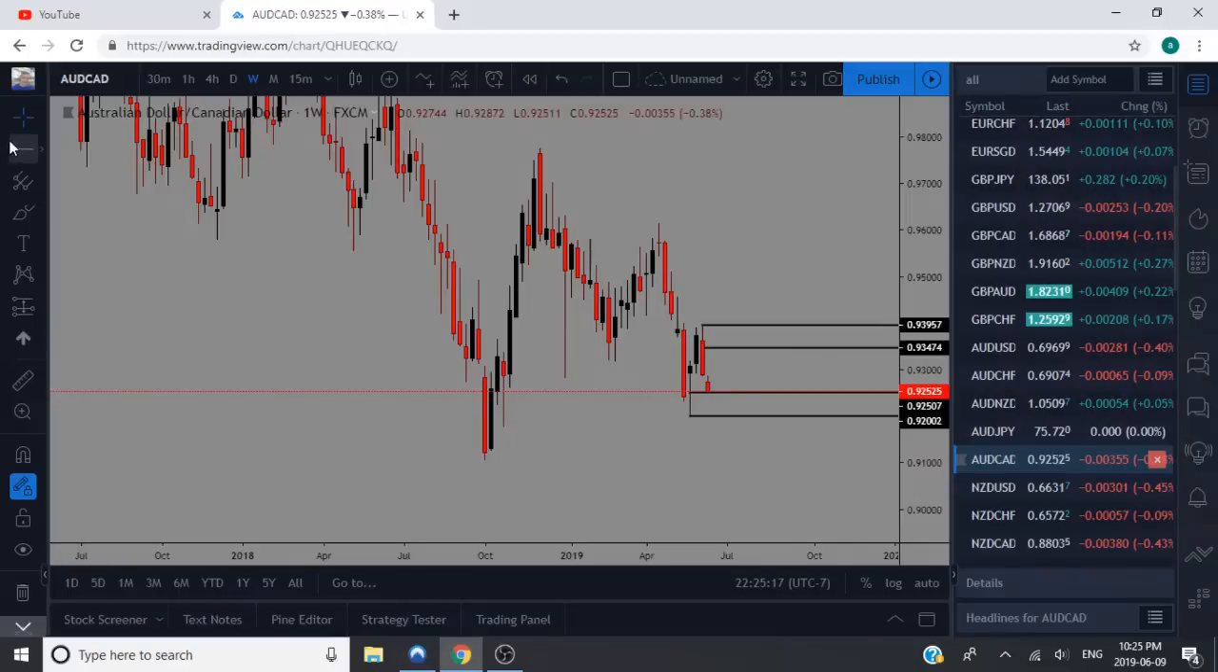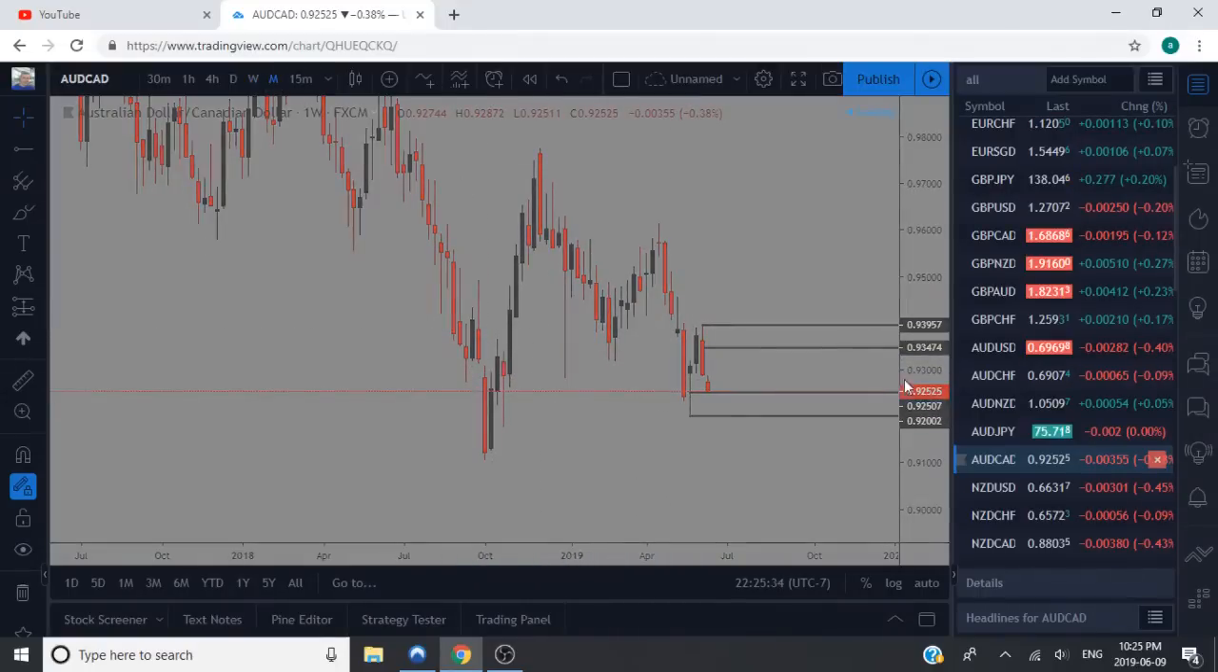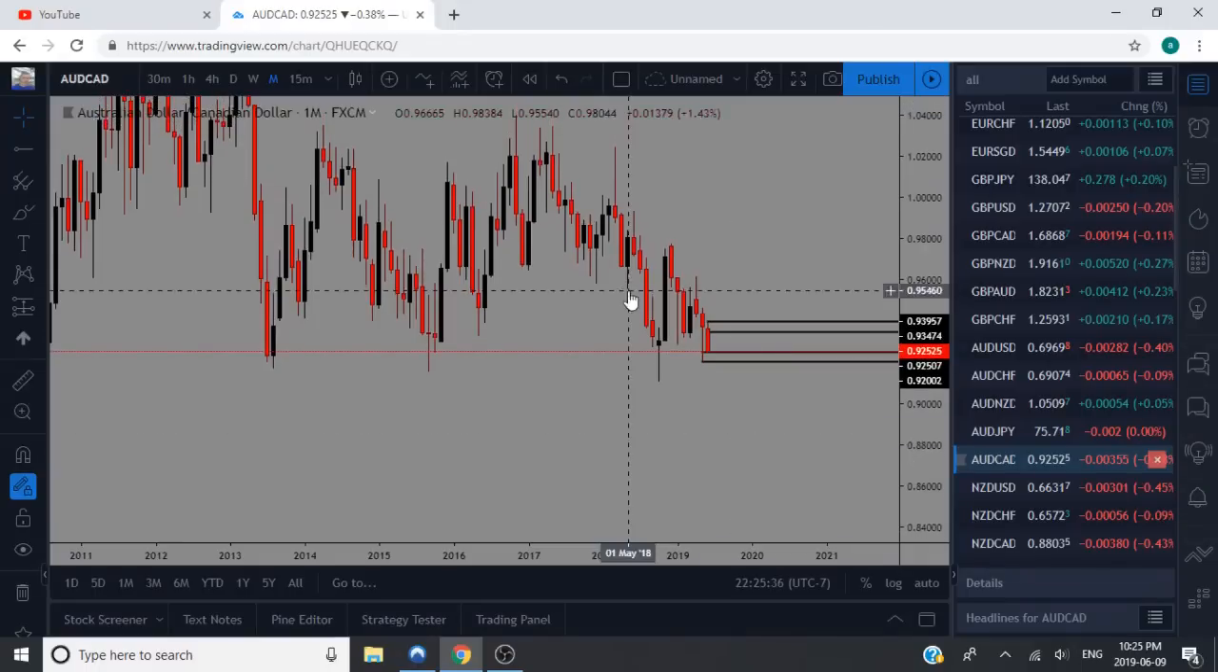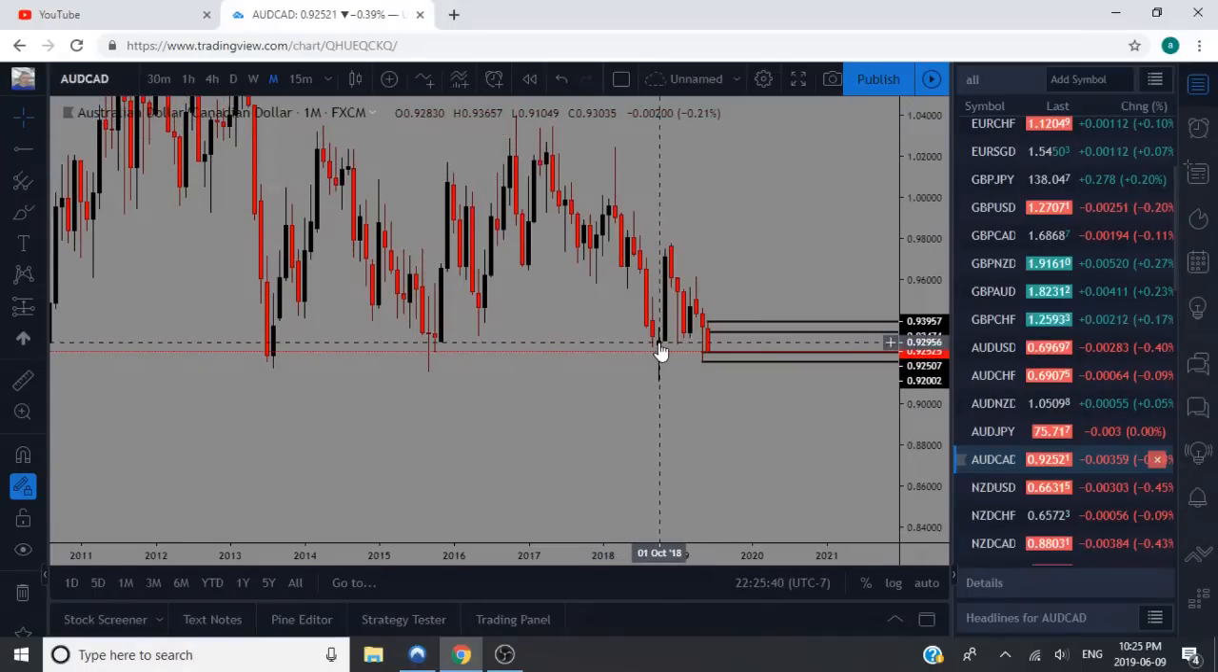Weekly, looks like we're coming off of supply right now. This drop-base-drop supply. Rallied up, drop. Right here, right? Big drop down. We know there's sellers. Sellers took control here. And it looks like this is probably a monthly demand. Yeah, not the best monthly.